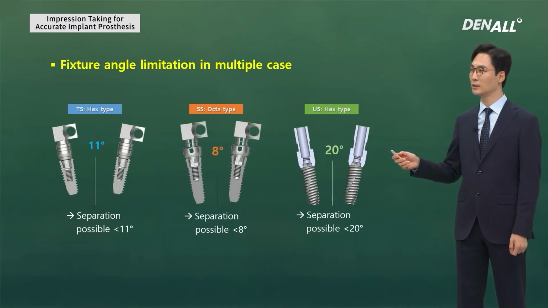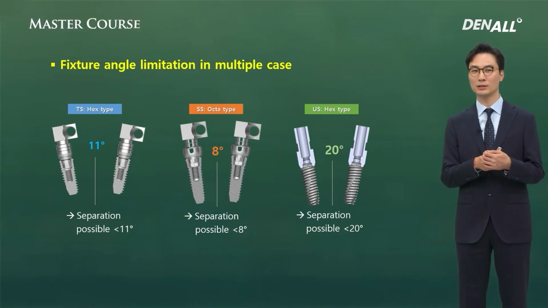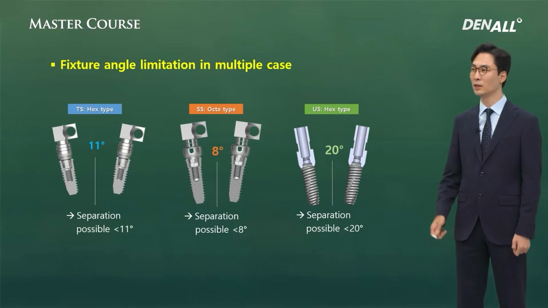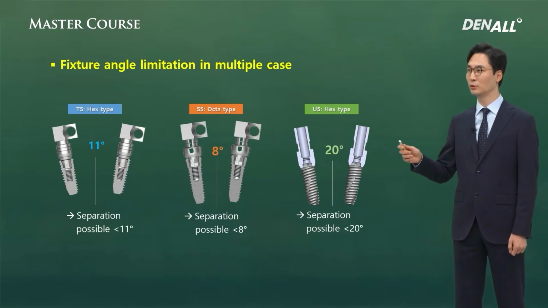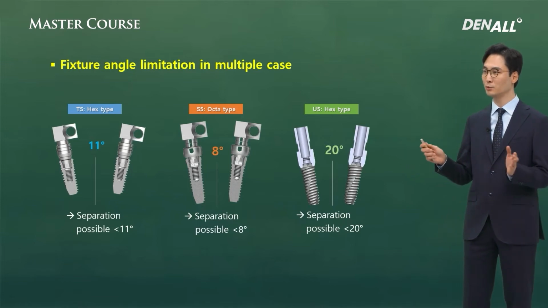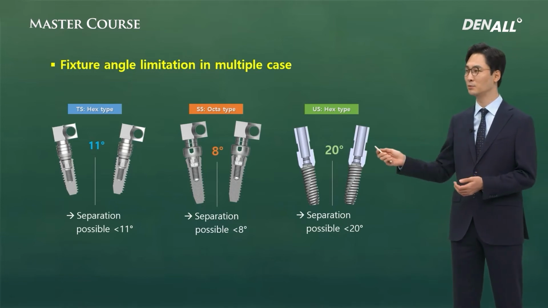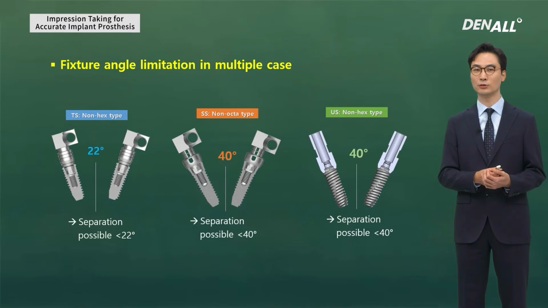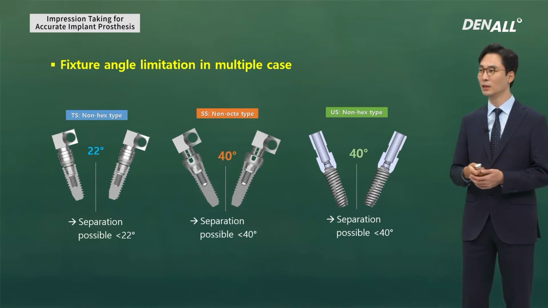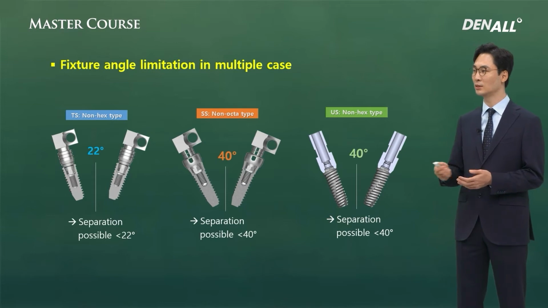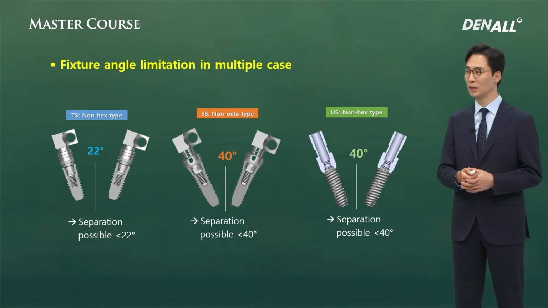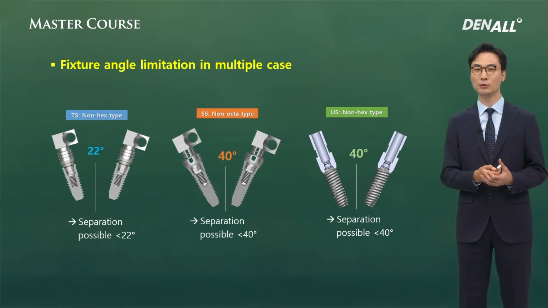In TS, SS, and US, I wanted to understand up to what angle it is permissible to easily remove the impression material. In the case of TS hex type, it is 11 degrees, SS octet type 8 degrees, US hex type up to 20 degrees. Separation is possible. If it is non-hex, non-octet type, the range increases. In TS, it is 22 degrees, SS 40 degrees, and US non-hex, it is 40 degrees. Therefore, separation can be done easily. You need to be aware of these numbers.